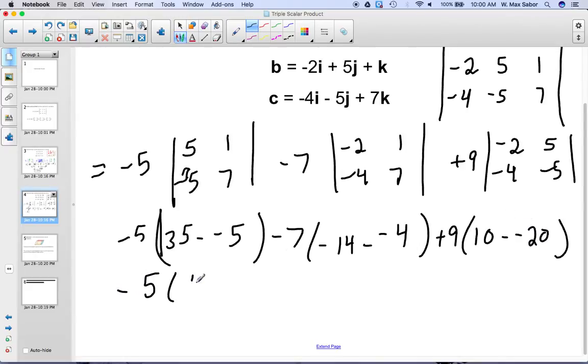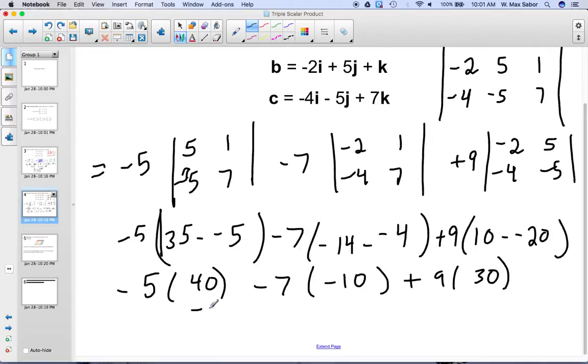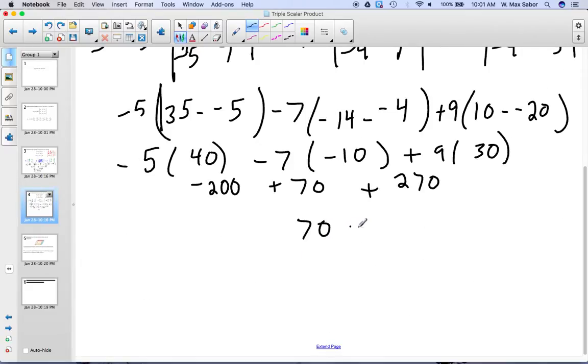Simplify each piece. 40. This will be negative 10. This will be 30. This is negative 200. This is positive 70. And this is 270. So negative 200 plus 270 is going to be 70, so our final answer is 140. So that's the triple scalar product.